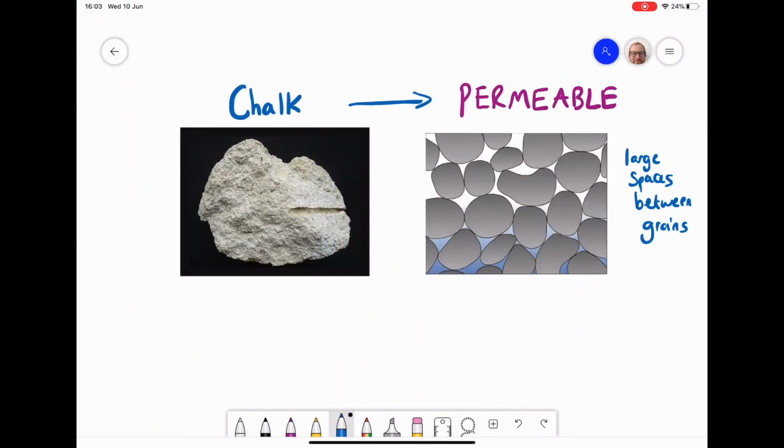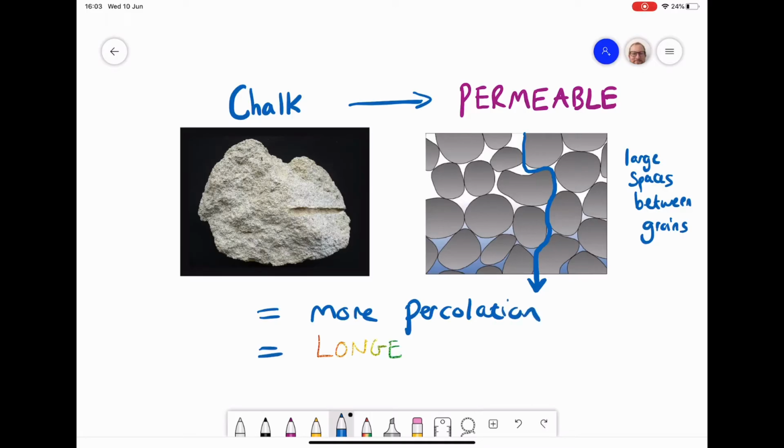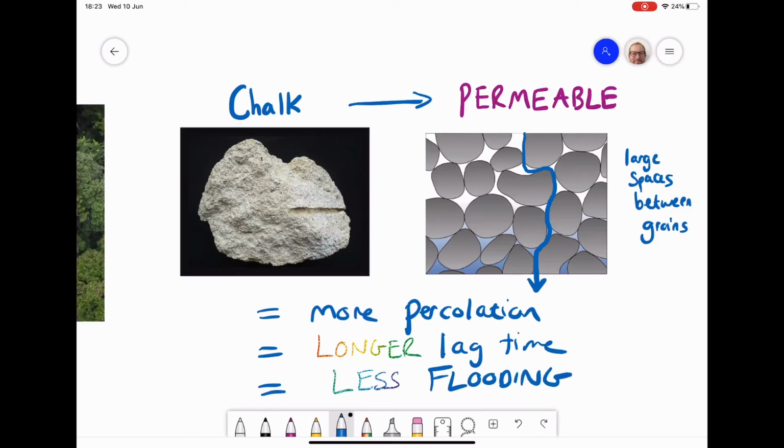However, if we had a rock like chalk, which is permeable, it's got these large spaces between the grains, and that enables water to pass through it easily. If water is able to pass through it easily, that means we get more percolation of the water downwards, and if we get more percolation, that means it takes longer to get to the river, a longer lag time. If the water is taking longer to get to the river, that means we have less flooding.